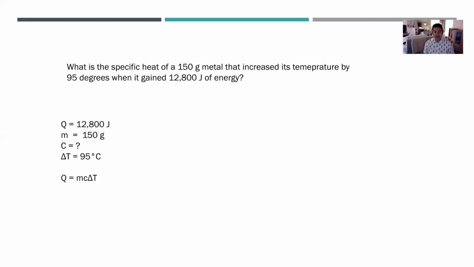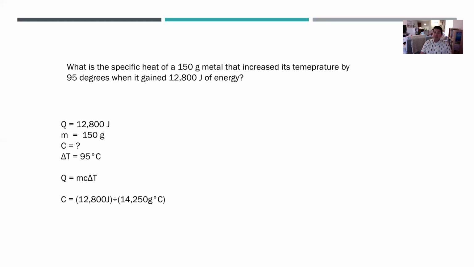So Q equals mc delta T. We want C by itself. So now we're going to divide both sides of the equation by M and by delta T. So we'll have Q over M times delta T equal C. Q is 12,800 divided by 150 times 95. 150 times 95 is 14,250. So we're doing 12,800 joules divided by 14,250 grams times degrees Celsius.